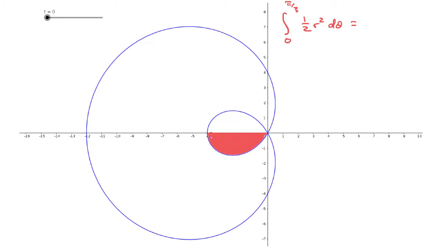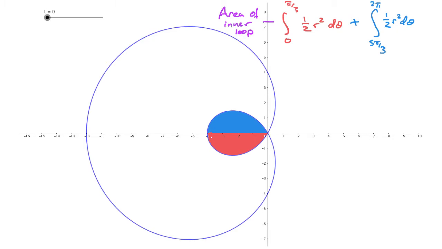If we then continue the integration, and we then add on the integration from 5 pi over 3 to 2 pi of our area, 1/2 r squared d theta, that's going to add on the top part of our inner loop. So we would get an area there. And so what this really gives us is the area of the inner loop, which are going to be those two integrals.